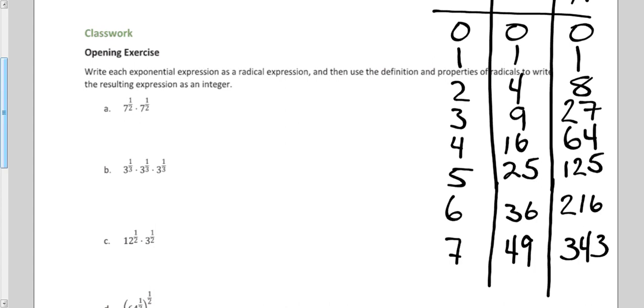Now, if I presented you with this problem, what would be your strategy in order to come to a solution? What would you do? Add the exponents, right? Got the same base, I can add the exponents. But it asks us to rewrite each expression as a radical expression. So we are going to do what we are told.